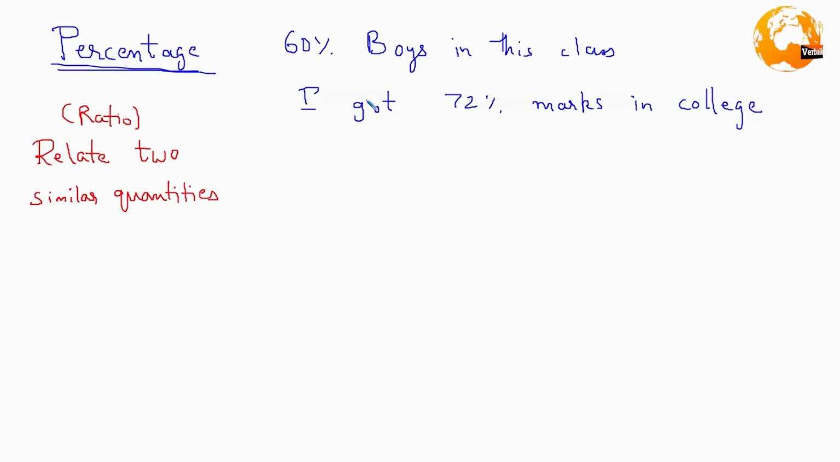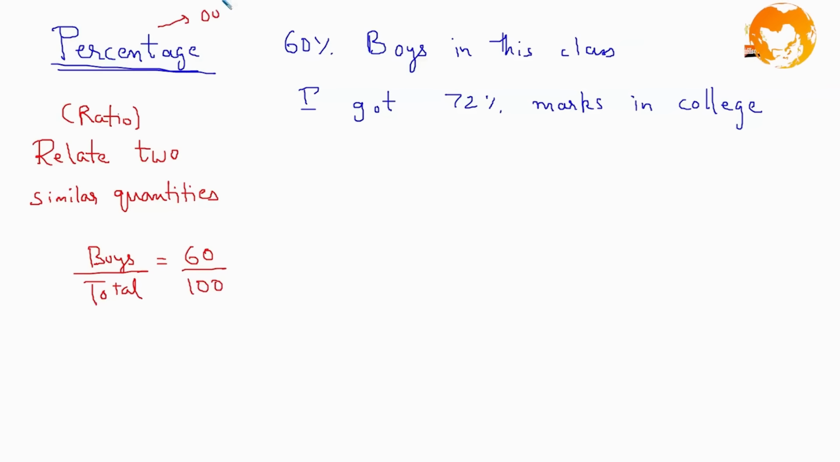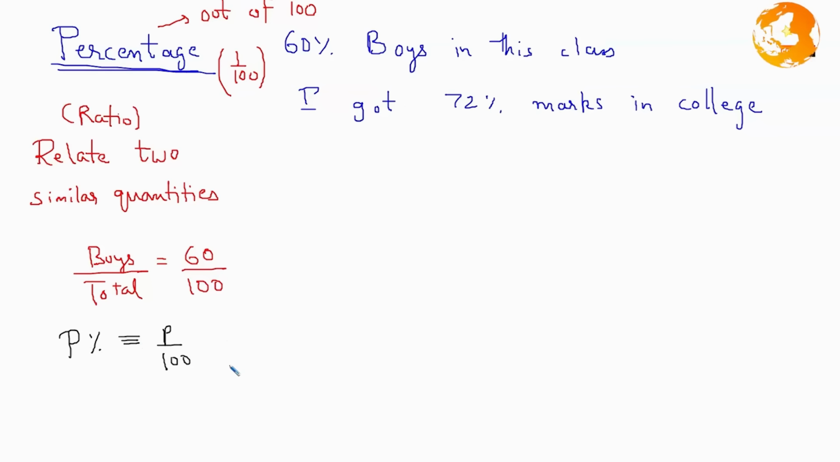For example, in my first statement, when I say 60% boys are there in the class, it means that out of the total students in the class, the ratio of boys to the total students is 60%, and 60% is basically 60 on 100, because percentage literally stands for out of 100 or per 100. That is why every percentage is equivalent to a fraction. Any percentage which is p percent is equivalent to a fraction of p over 100.